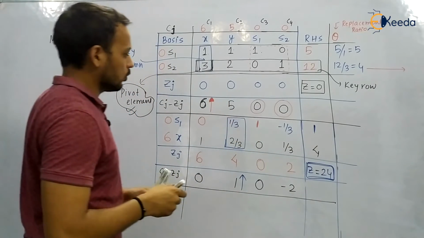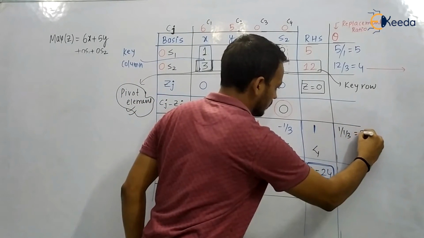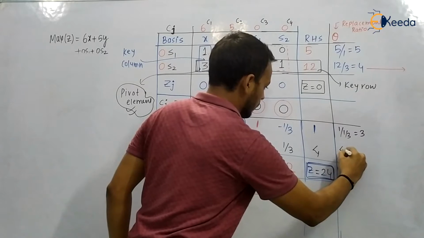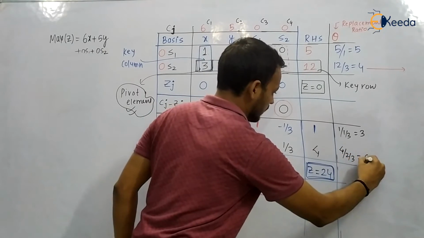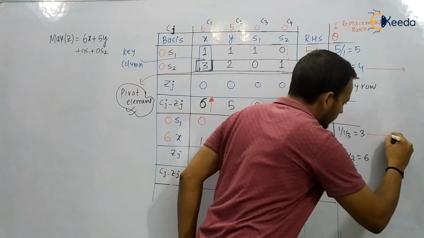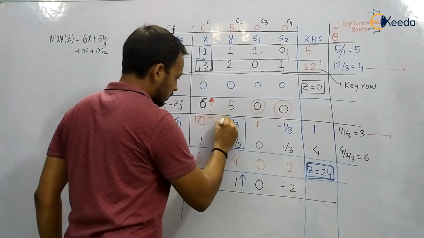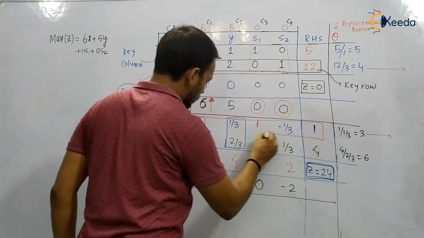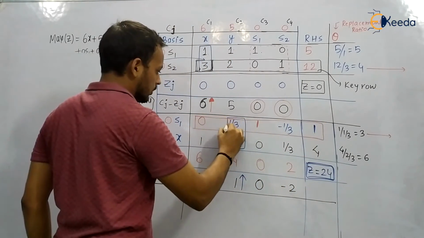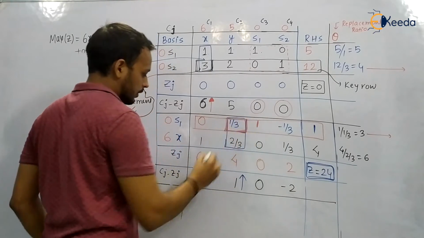Okay, and now we have to calculate theta. Theta is 1 upon 1 by 3, so this is going to be 3, and this is 4 upon 2 by 3, this is going to be 6. So the outgoing variable will be the one with the minimum value among the basic variables. So this is 3. Now this is going to become the key row, and this 1 by 3 is going to become the key element.